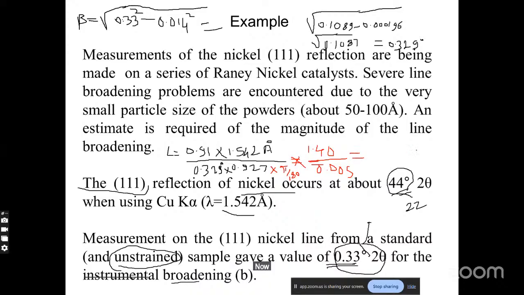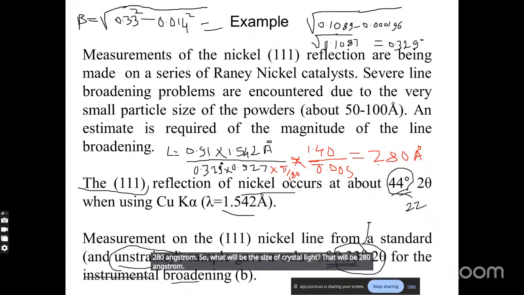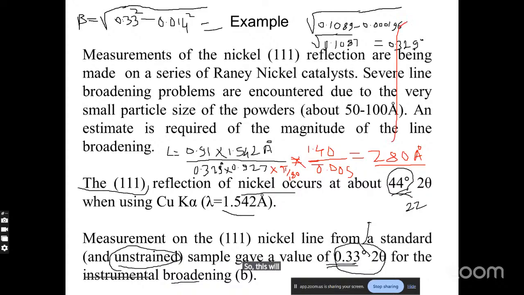Now whatever crystallite size that you will get will be in angstrom. So now you can do 1.4 divided by 0.005, 280 angstrom. So what will be the size of crystallite? That will be 280 angstrom. You know that 10 angstrom is equal to 1 nanometer. So this will be approximately equal to 28 nanometer. So this is the way you can calculate the crystallite size of your sample.